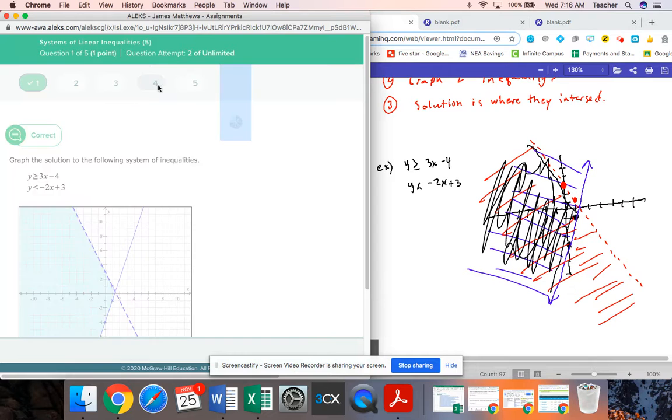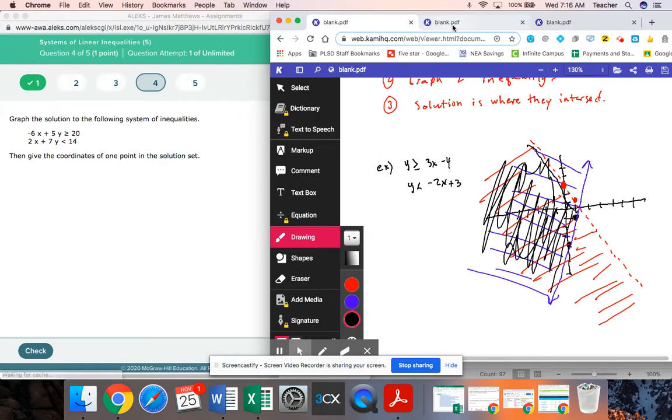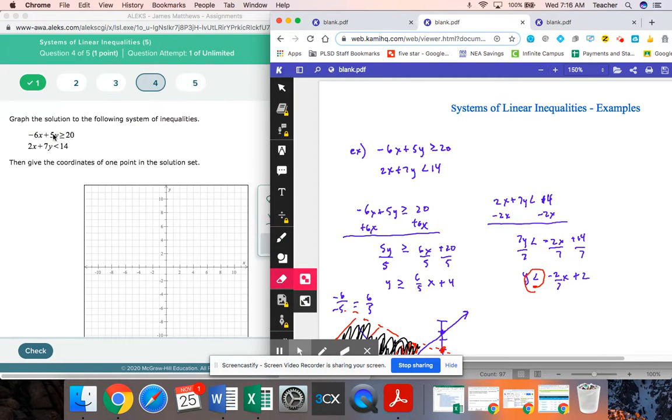That's the solution. I want to do another example here where the inequalities are not in slope-intercept form, they're in standard form. For the sake of time, I kind of started already. So this is that inequality. I need to put each of these in slope-intercept form so that I can graph them. So I did the first one right here, and then I did the second one right here.